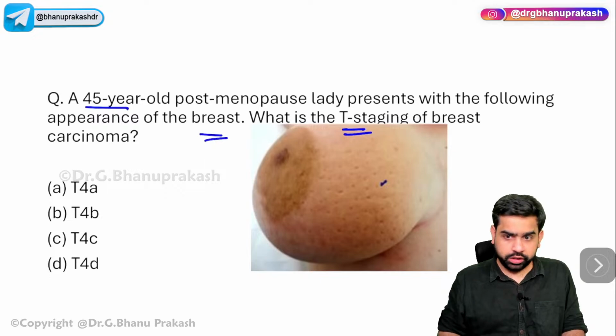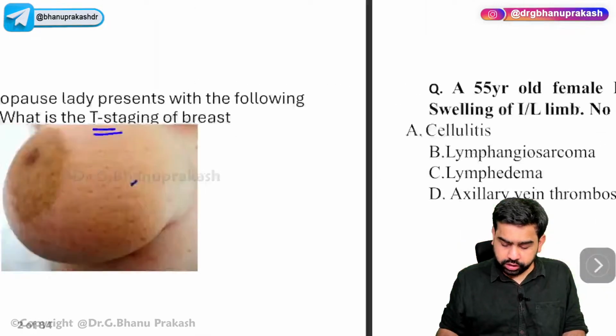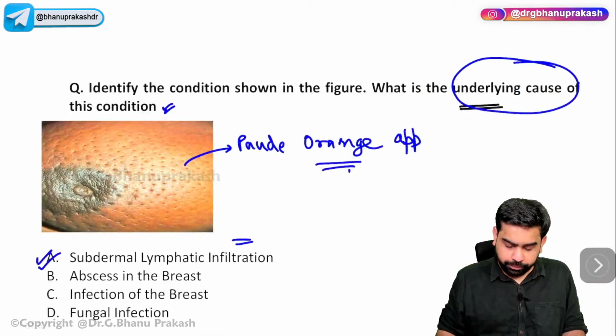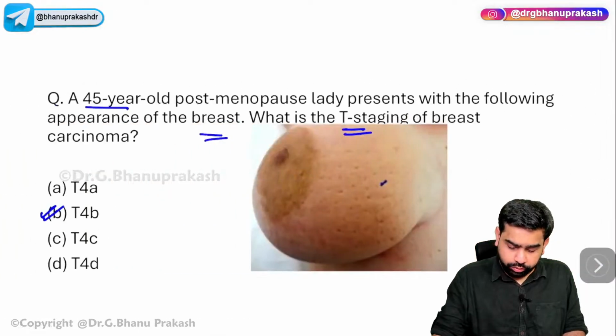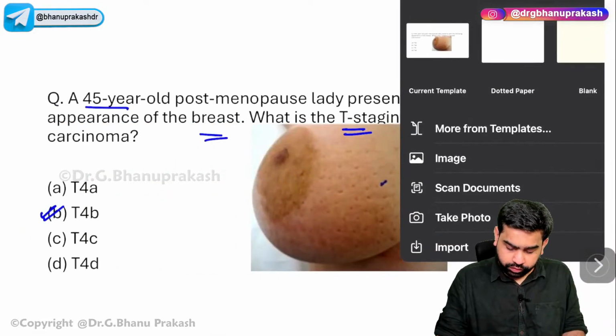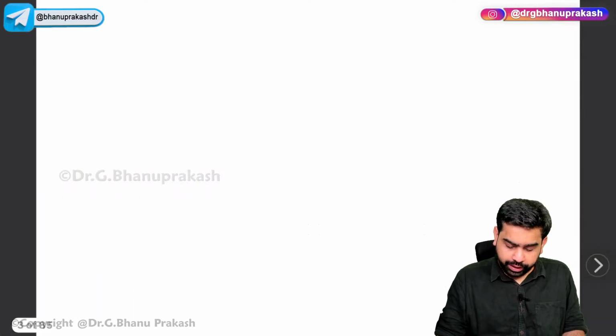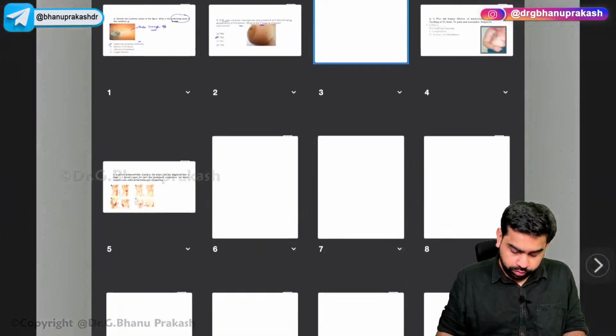I hope you're answering that the answer here is T4B. The answer is T4B. So this is the basics about the breast which you need to understand. I'll cover the basics of the breast with you guys. I'm going to cover the TNM staging of the breast.